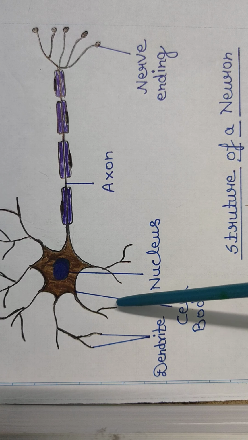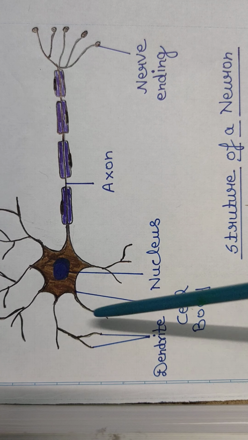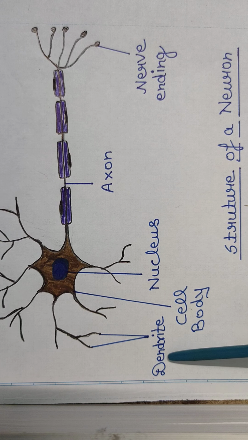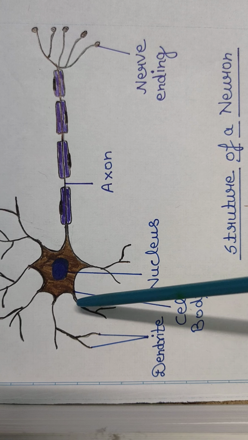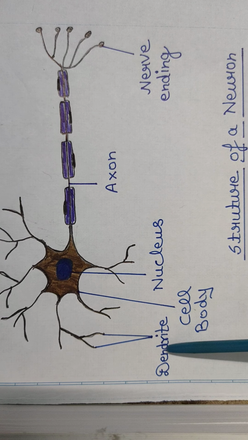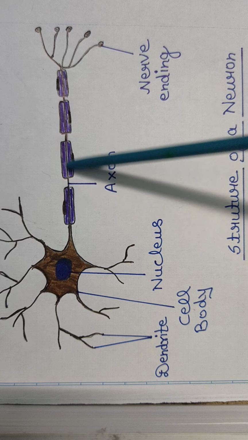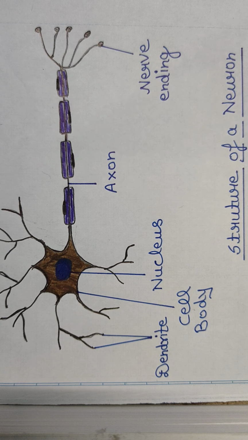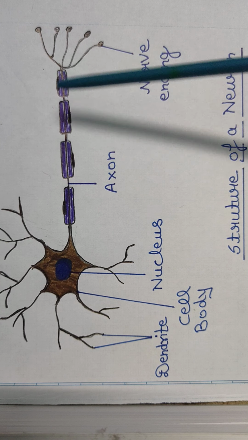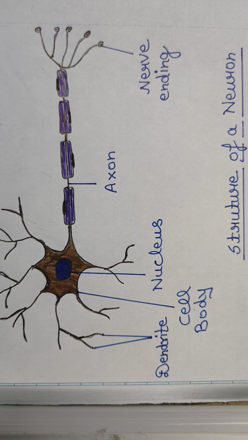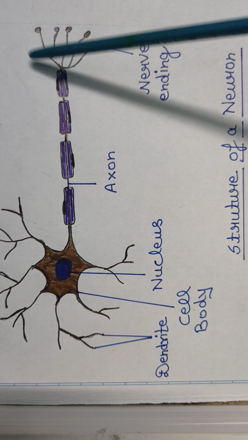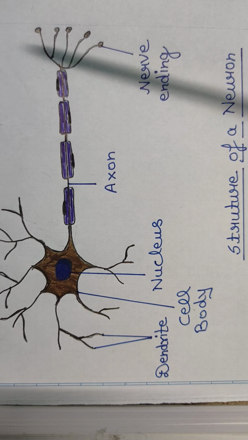And each neuron has many short branches that arise from the cell body. These short branches are called the dendrites. The branches which arise from the cytoplasm are called the dendrites. And one long part is known as the axon. Fine. And this portion is known as the nerve endings.